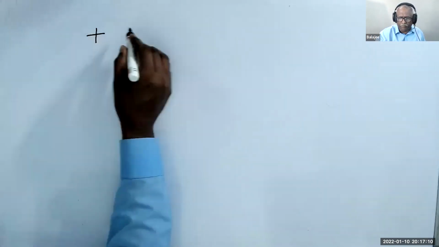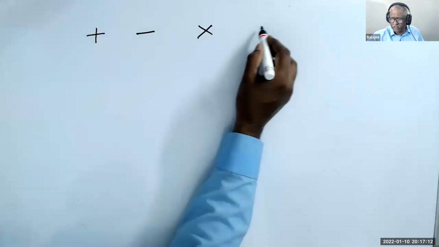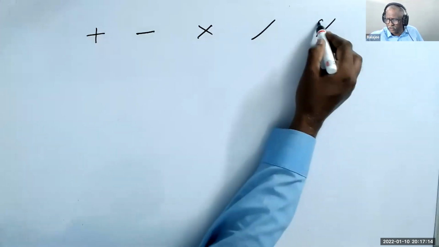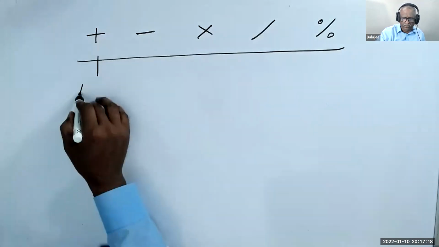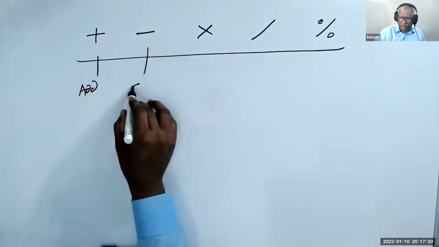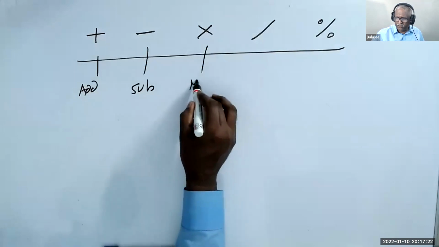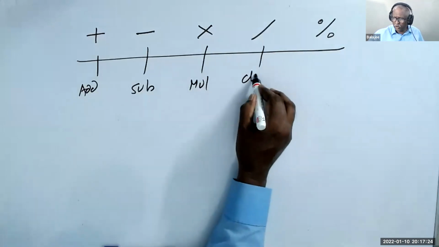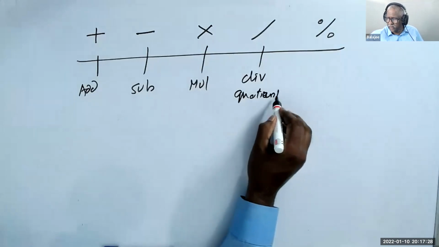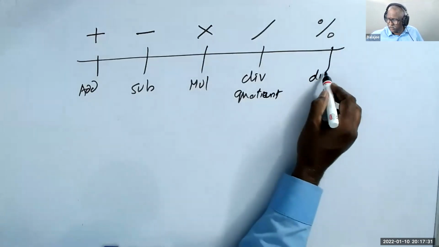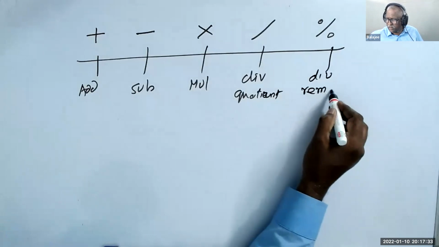Now we have five operators: addition, subtraction, multiplication, division, and modulus. This we know. Simple. This is addition. This is subtraction. This is multiplication. This is division, quotient. And this is division, remainder.